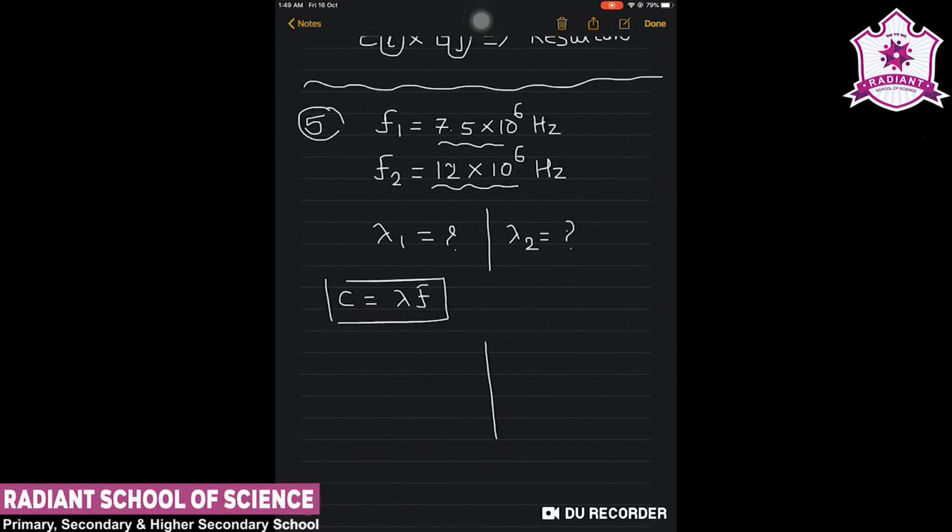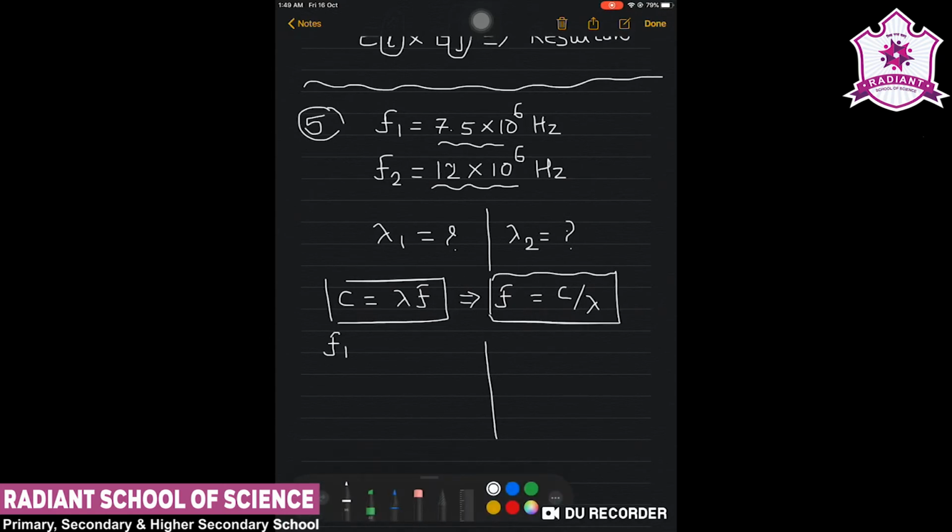Using that we can simplify it and get the value f is equal to C by lambda. By using this condition, we want to find out lambda, so we can make lambda the subject. We can put lambda is equal to C by f. Here, first of all, we have to find out lambda 1. We can say lambda 1 is equal to C by f1.